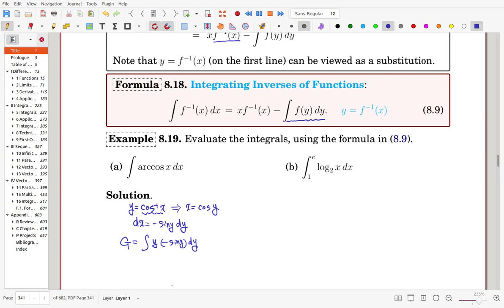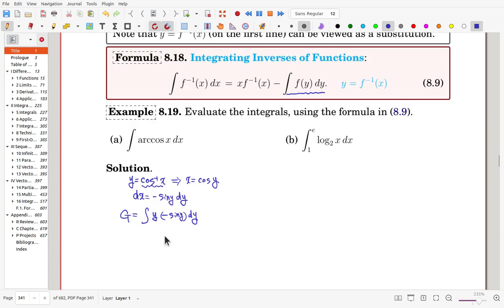Here we may consider y as u, and minus sine y dy as v prime. Then v must be cosine of y. So that is the same as uv, y cosine of y, minus the integral, where u prime is 1 and v is cosine of y, dy.